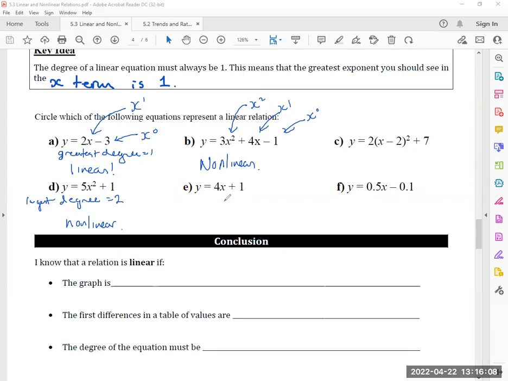How about E? Someone else. What's the largest degree that you see? So, Ellie? Yeah, that's it. We see that to the power of 1, and that's all we need to focus on. Don't be distracted by the coefficient. Just because it's a decimal doesn't change anything. It's linear. Which brings us to the last one. What is that? Take a guess.